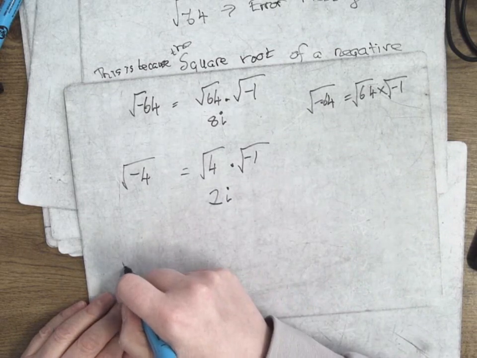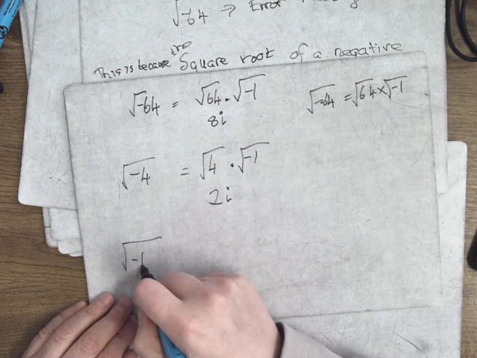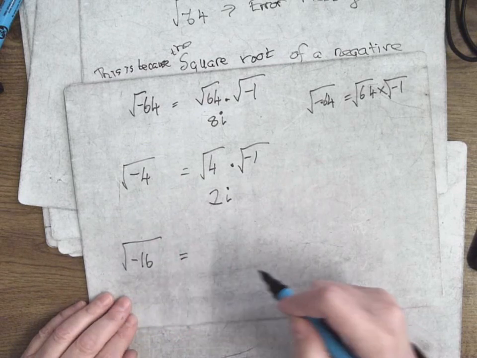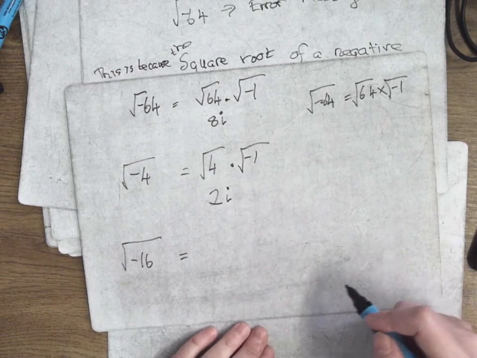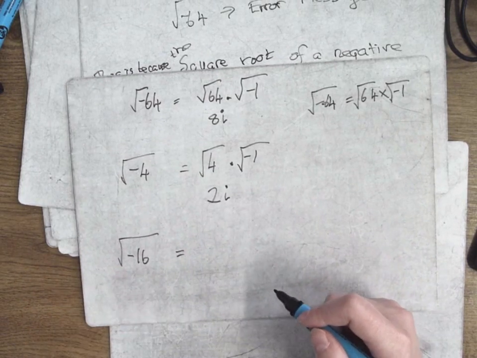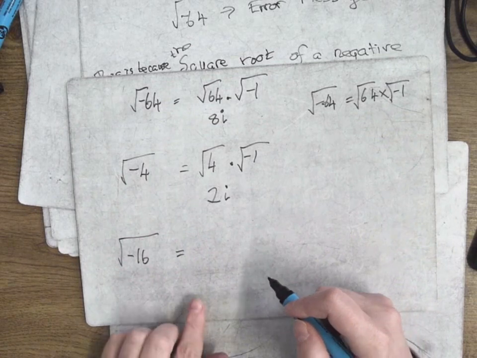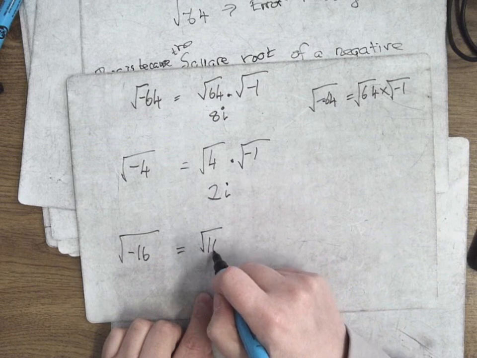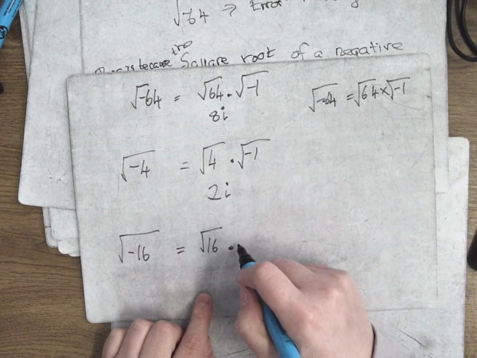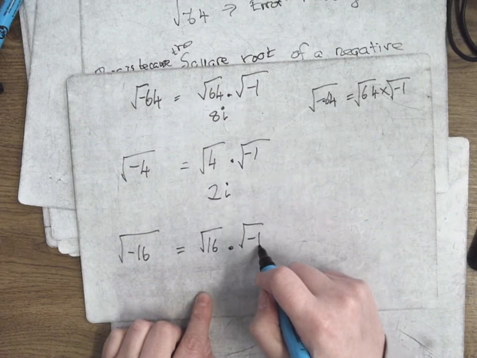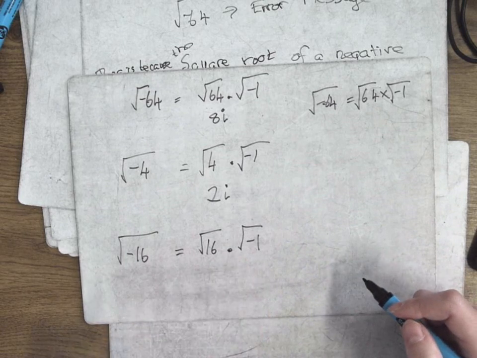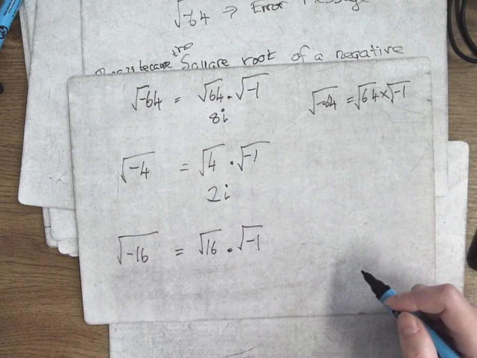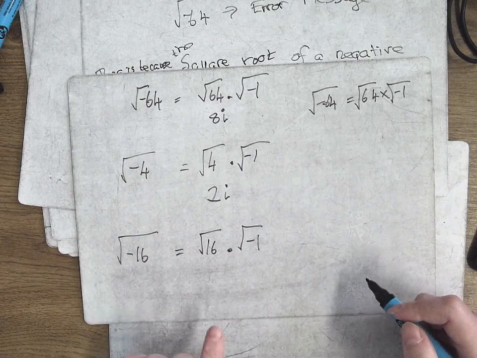Another one. Square root of minus 16. How will I write it? That doesn't exist. I can't type it into the calculator, I get an error message. So how will I write it? Yeah, root 16 multiplied by root minus 1. I'm just using a dot for multiply because I don't want to put a multiply sign in there, because you'll think it's an x.